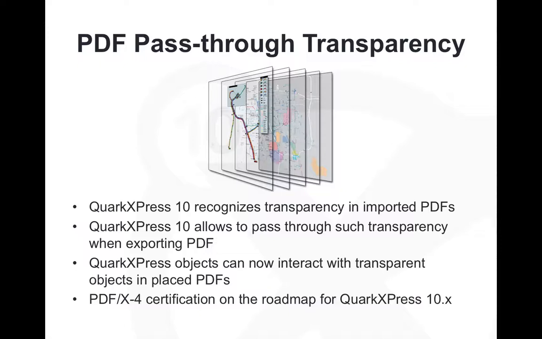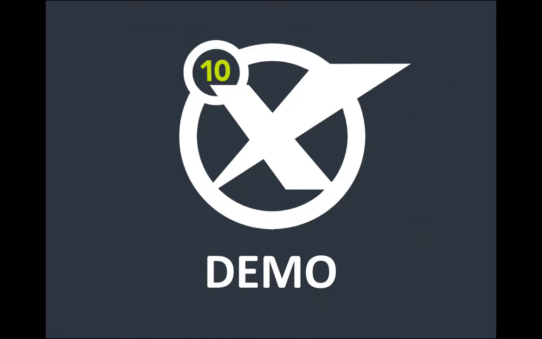With our better and deeper understanding of transparency and PDFs, we now have the ability to pass PDF transparency right through the output process. So QuarkXPress 10 will recognize transparency in an imported PDF. Transparent objects in QuarkXPress can even interact with those placed PDFs, and we will output and carry that live transparency right through to the end of the process. And of course, that gets us a long way towards PDFX4 certification, which you won't be surprised is on the roadmap for the QuarkXPress 10.x timeframe. So with that, let me switch across now to QuarkXPress 10 and show you some features.